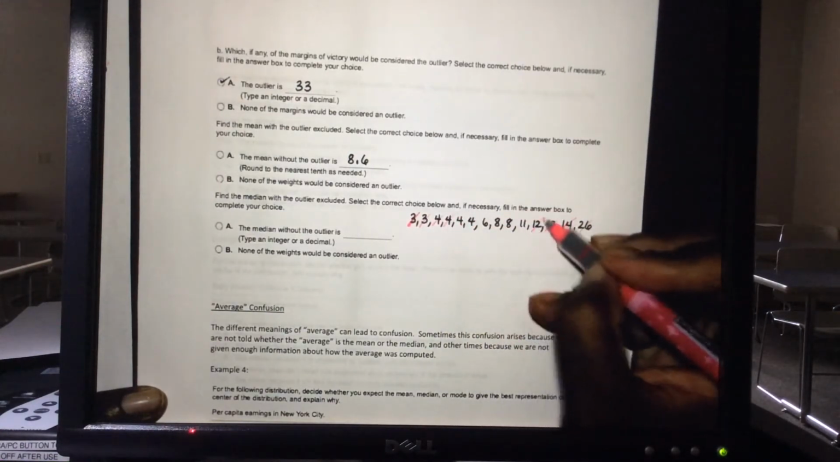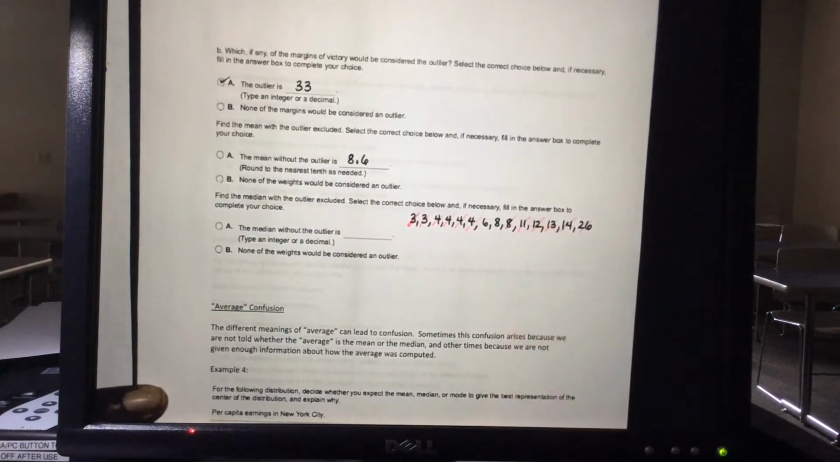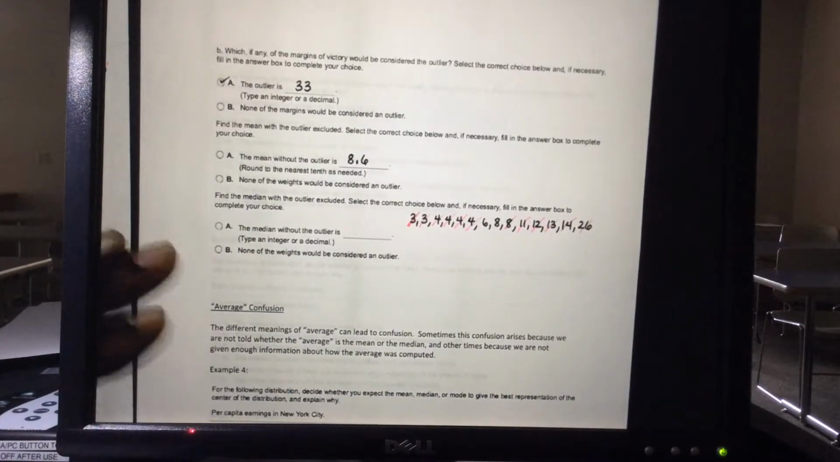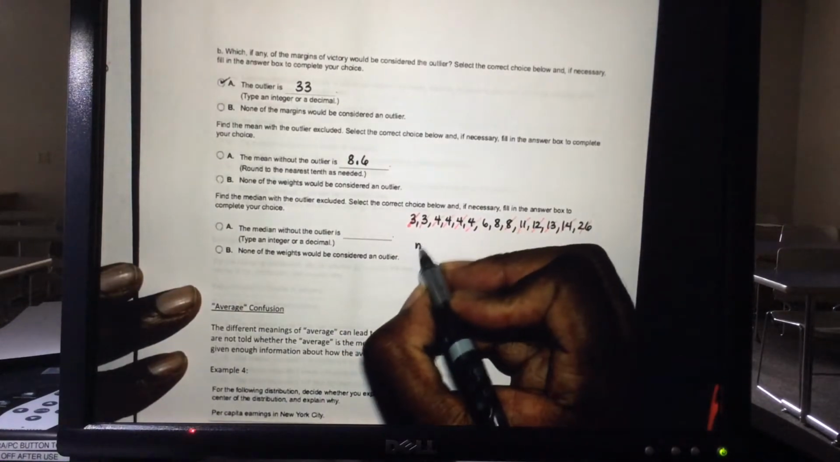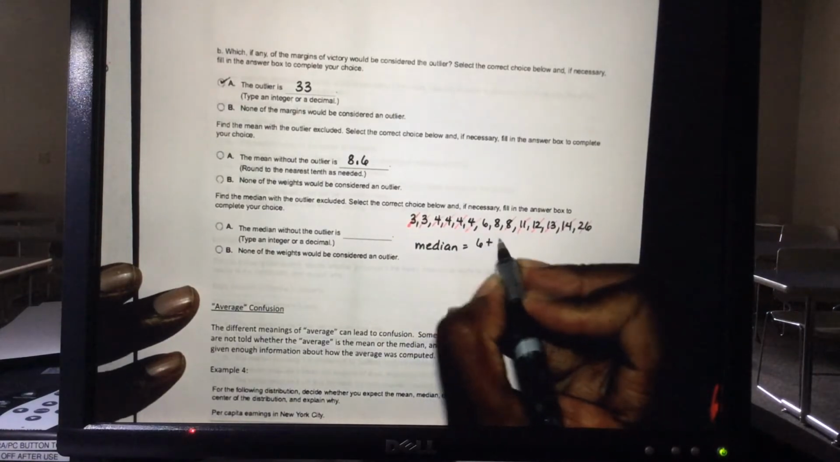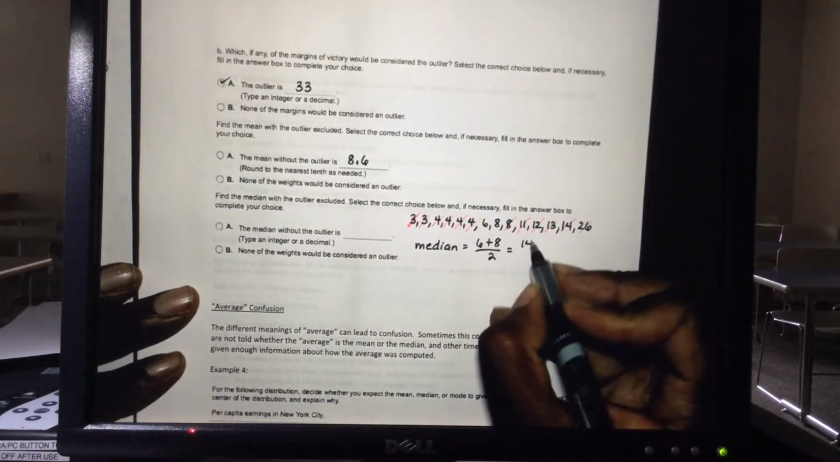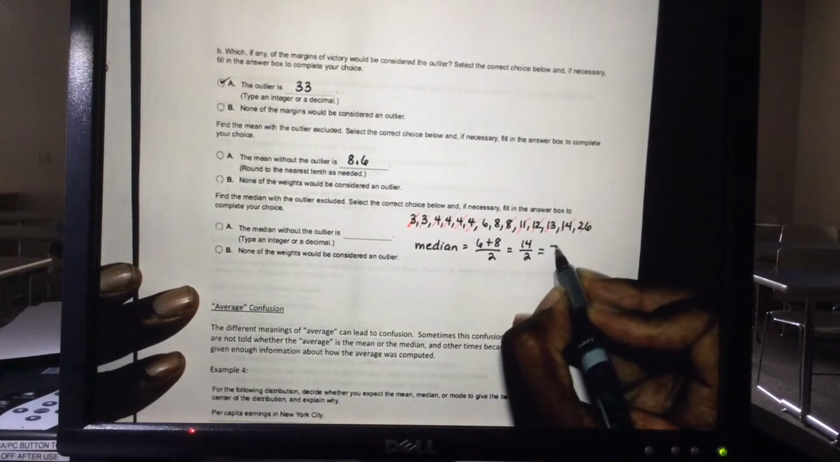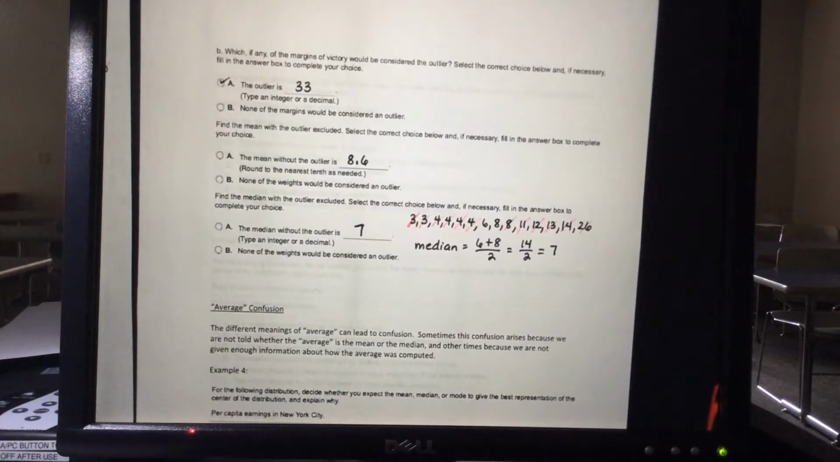I'm just getting rid of the numbers on the left and on the right until we get to the middle number. In this case, we got two middle numbers, 6 and 8. So now to find the median of that data set, add 6 and 8 together and divide that sum by 2. If I add 6 plus 8, that will be 14. 14 divided by 2 will be 7. So the median without that outlier would be 7.